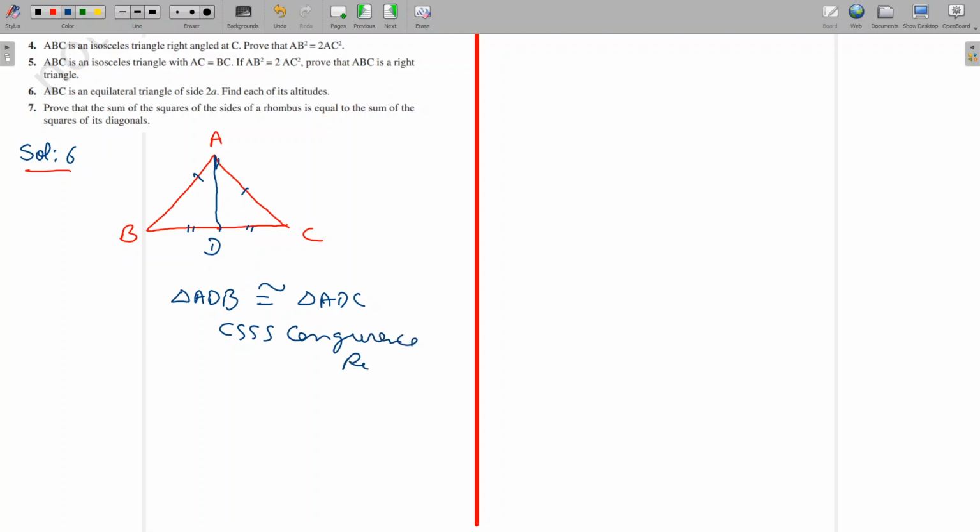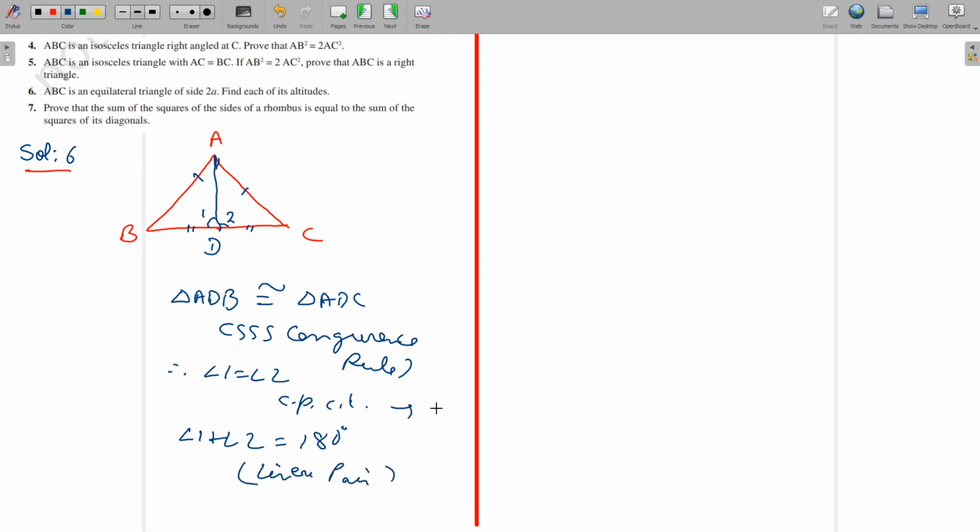Suppose this is angle 1 and this is angle 2. So we'll get angle 1 equal to angle 2 by CPCT. And also, since BC is a straight line, we'll be getting angle 1 plus angle 2 as 180 degrees, by linear pair.